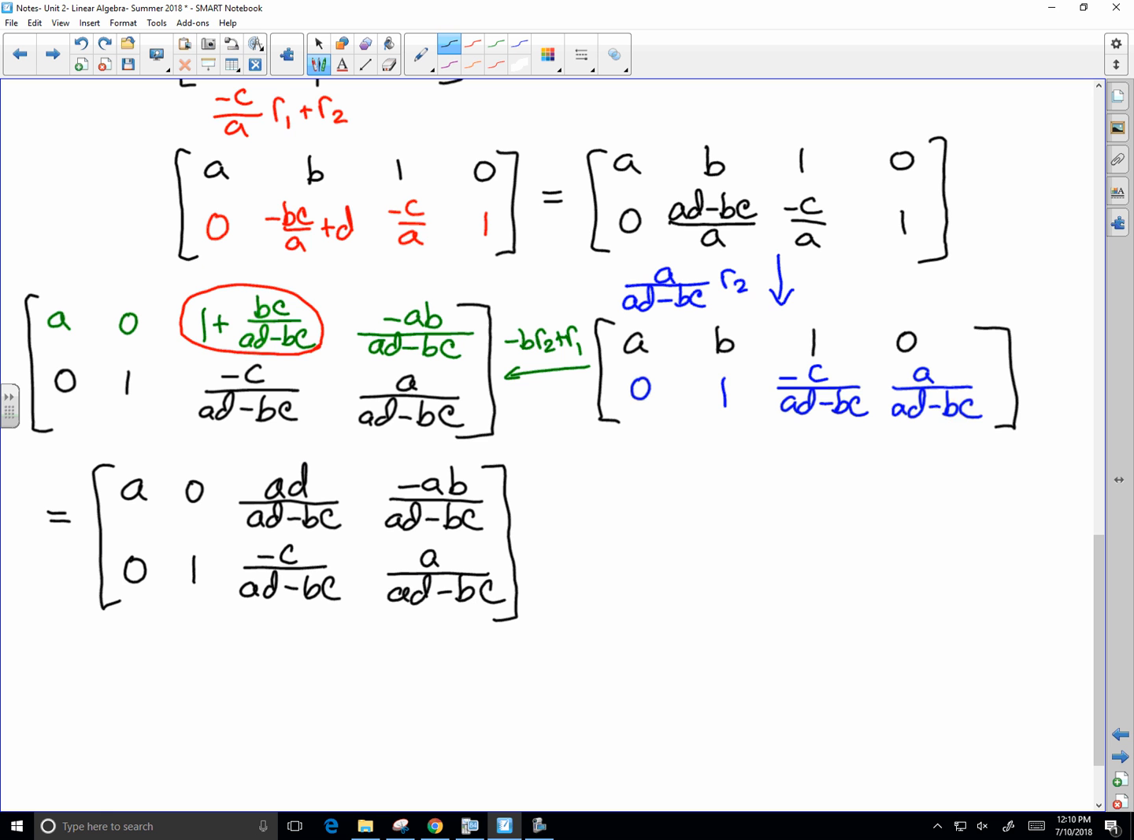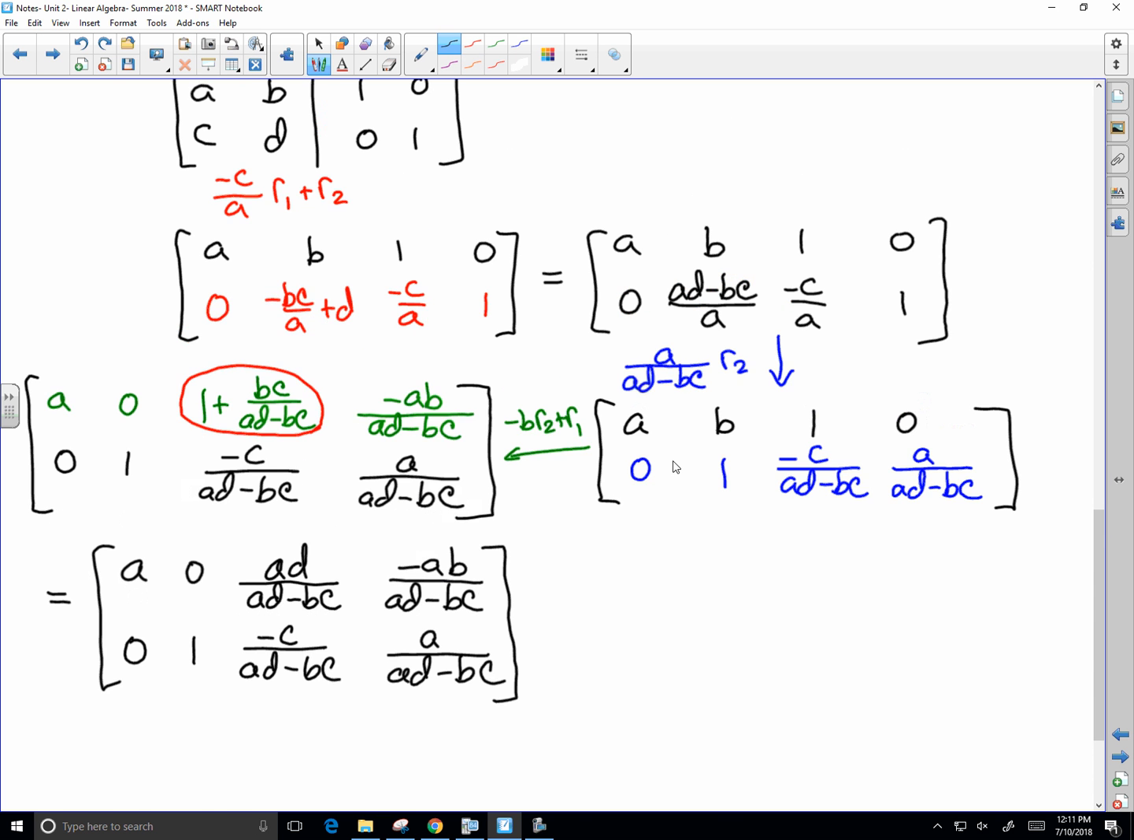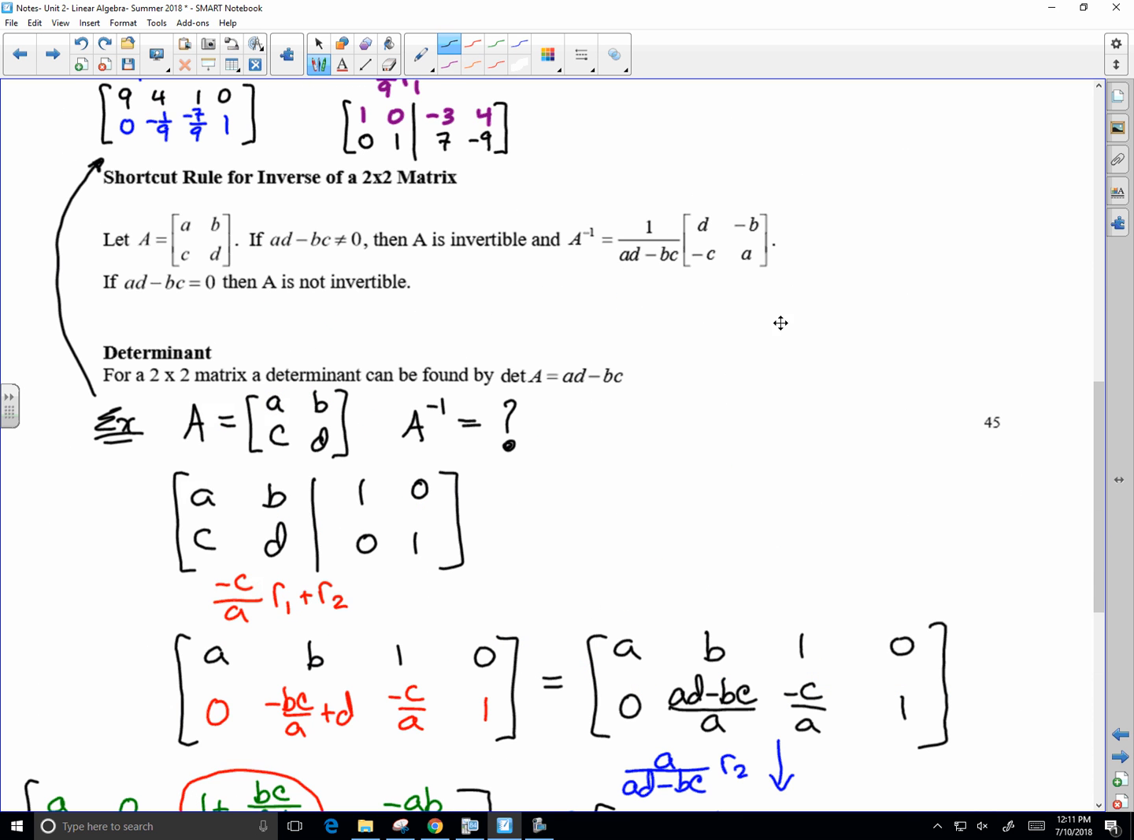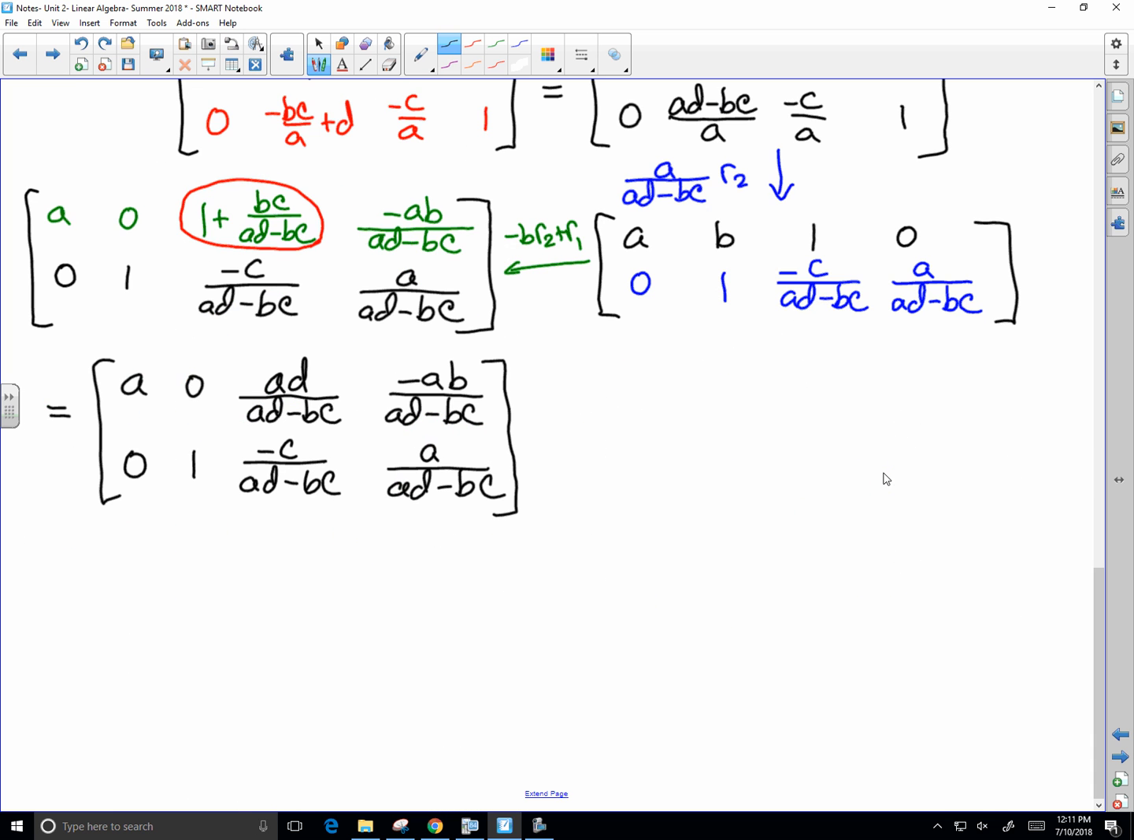And again, keep an eye on the situation. You know what you're looking for. You're looking for this. My mission of having all my denominators contain an AD minus BC is accomplished. That A's got to become a 1. So row 1 should get divided by an A. So 1 over A, row 1. Then we're pretty much there.